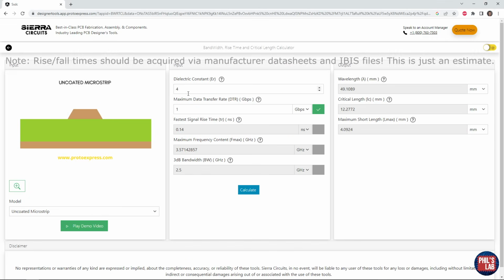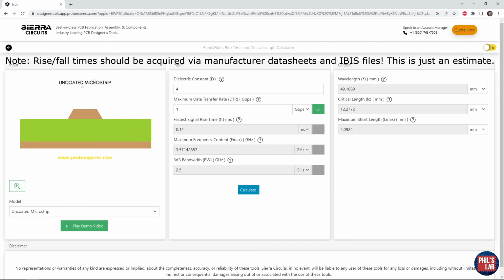There are also calculators for this, telling you at what trace length you need to take care and when you need to start controlling impedances, and this again depends on material properties, your rise and fall times, your data transfer rates, and so on. This calculator from Sierra Circuits I'll leave in the description box below.